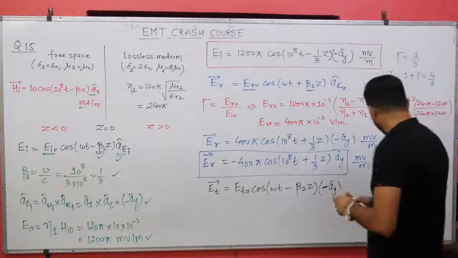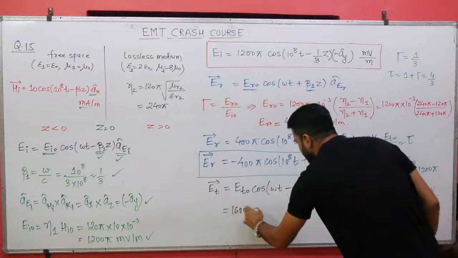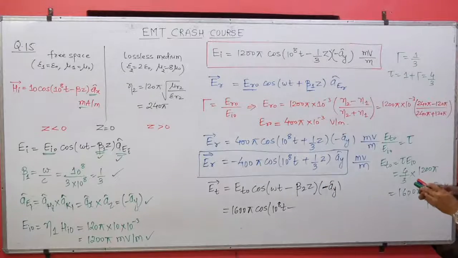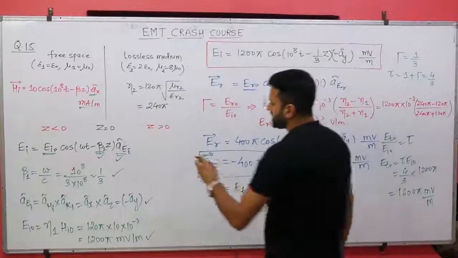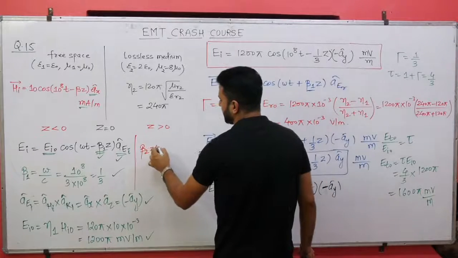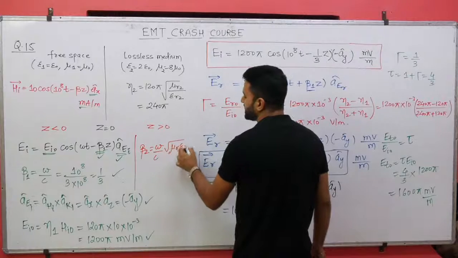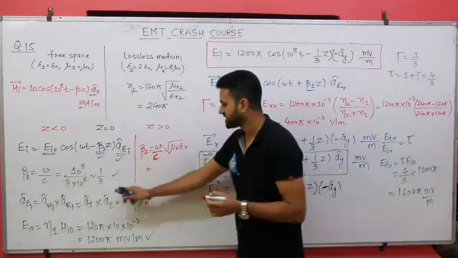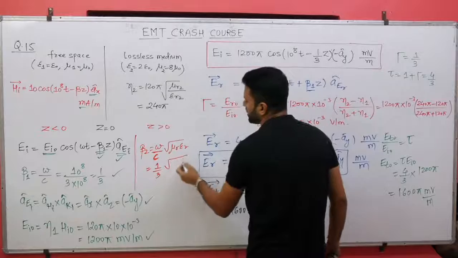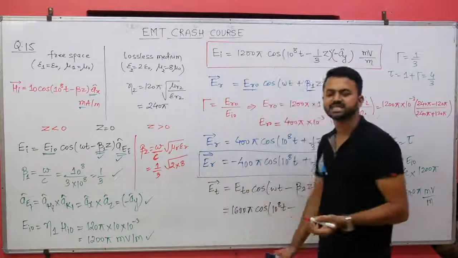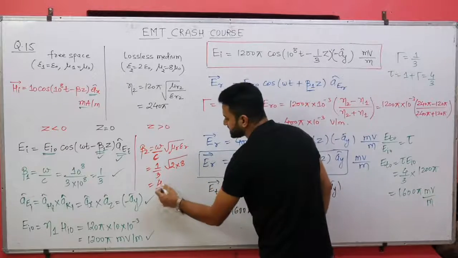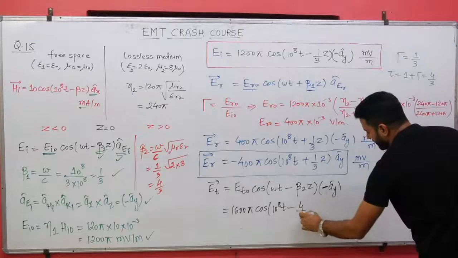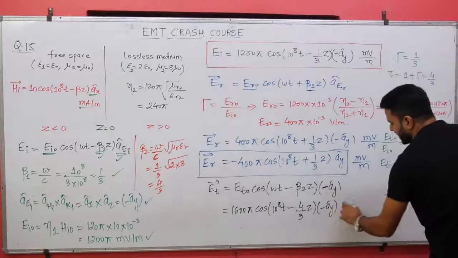Now when we write all the values here, you will get 1600 pi cos of (omega, which is 10 raised to power 8, t minus beta 2 Z). Now beta 2 is left. Can you calculate the beta 2? Yes, beta 2 is given by omega by c root over mu r into epsilon r for lossless medium. Omega by c we have calculated, which is 1 by 3, and root over mu r into epsilon r is root over 2 into 8. 2 into 8 is 16, root over 16 is 4, so again it is 4 by 3. The transmission coefficient and the value of beta are the same, 4 by 3, with minus AY, in millivolt per meter.